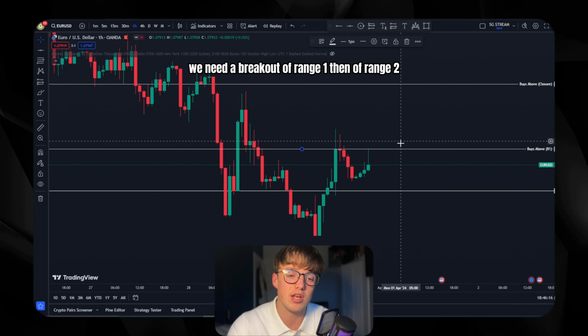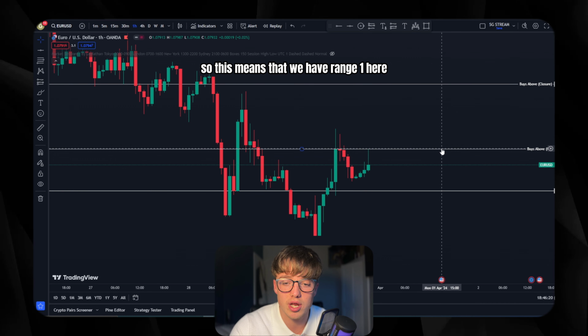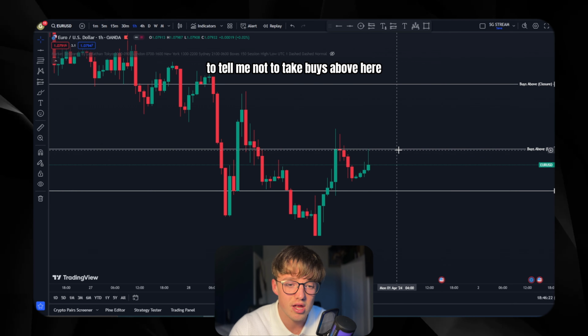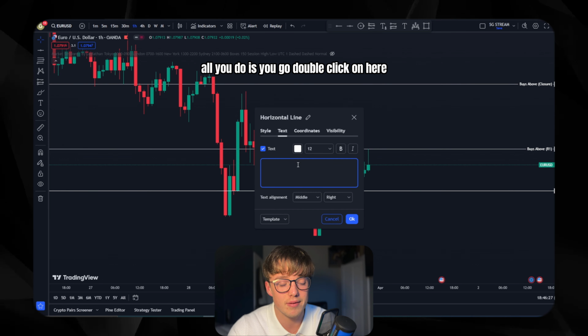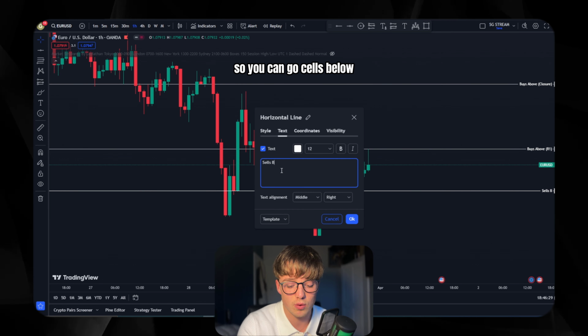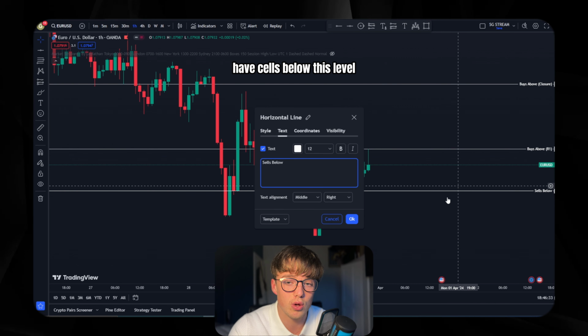So, as we discussed, we need a breakout of range 1, then of range 2. This means that we have range 1 here to tell me not to take buys above here. But if you do want to set these templates, all you do is double click on here, type in the text you want, so you can go "sells below," and that indicates to us that we're going to have sells below this level.